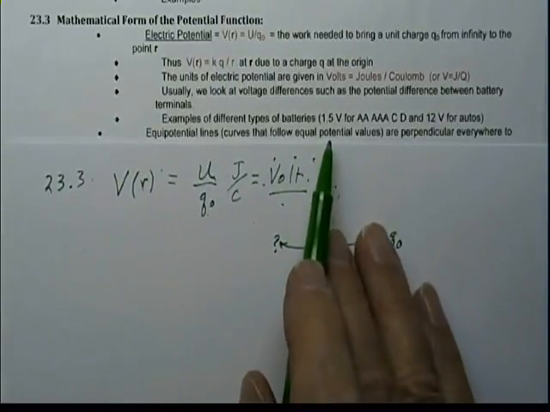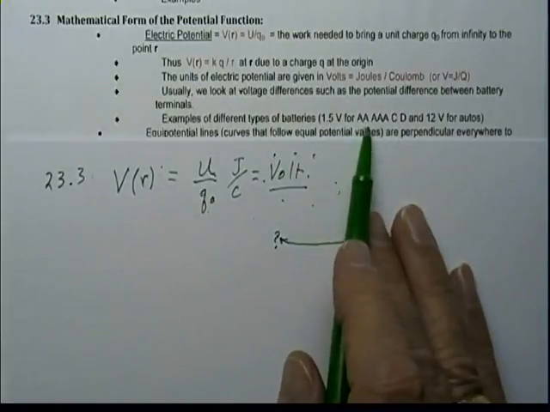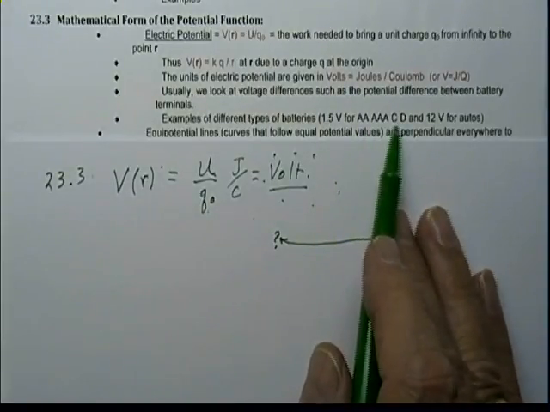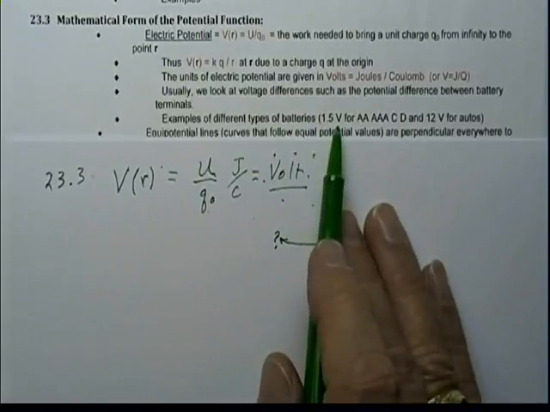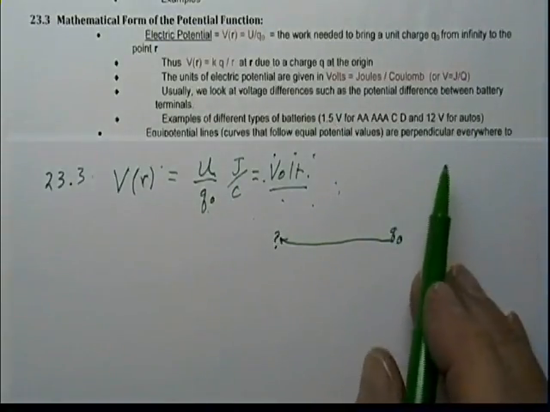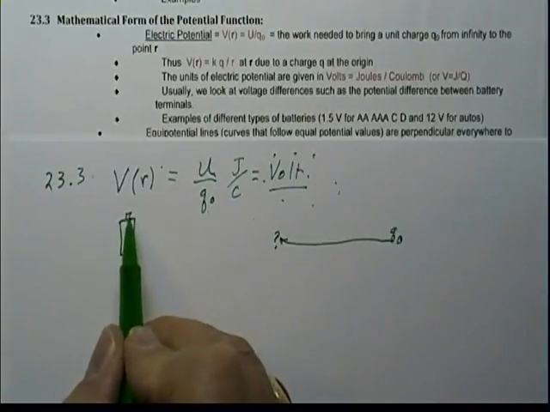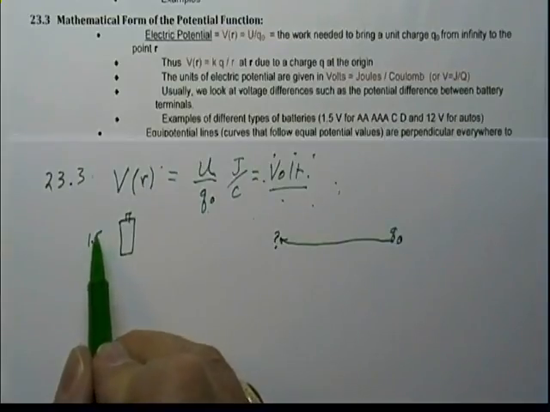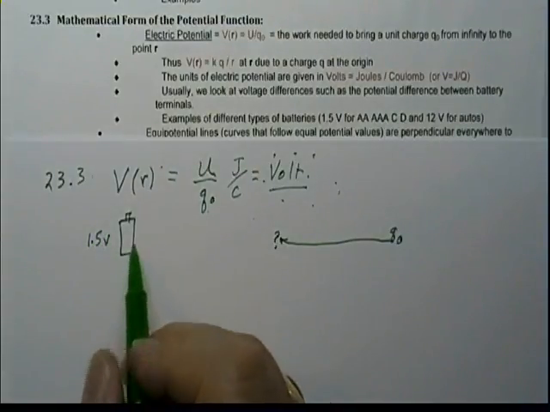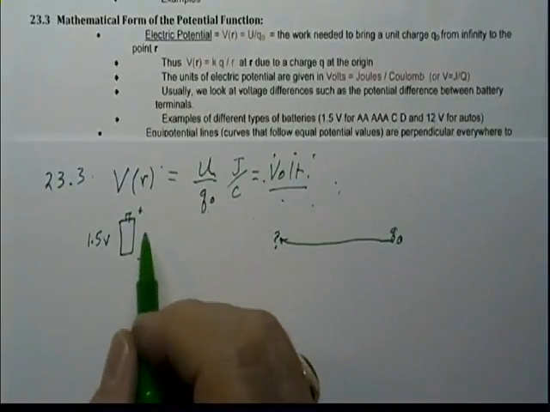You should remember that for regular batteries that we have, that's AA, AAA, C, and D batteries, you have a 1.5 volt potential from one end to another. Now, what does that mean? And a 12 volt potential for your automobile. Well, let's just take a battery. This might be a D battery, so it's 1.5 volts. And we ask the question, this is the positive end, this is the negative end.